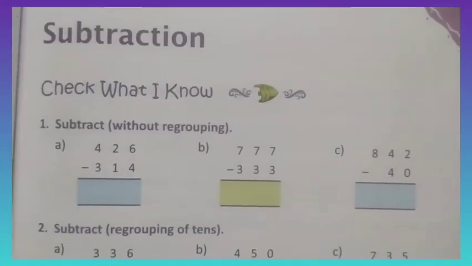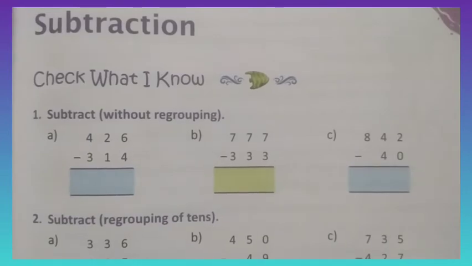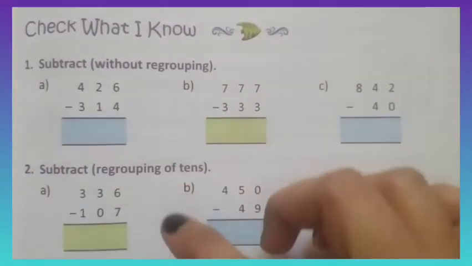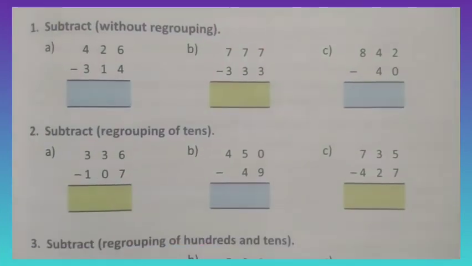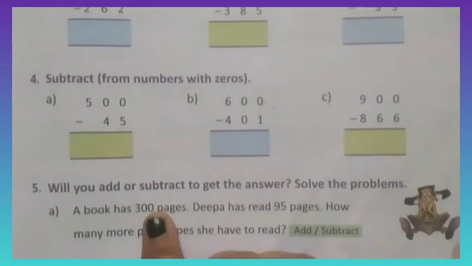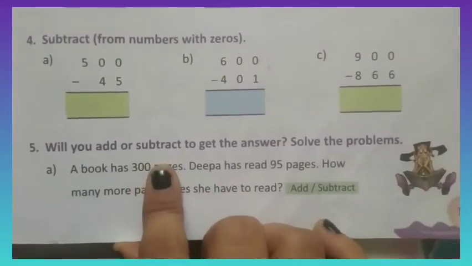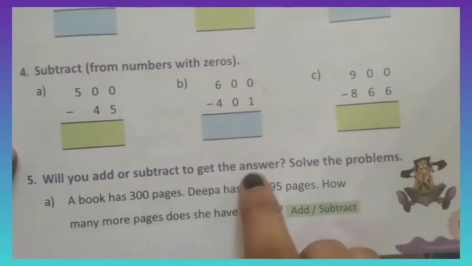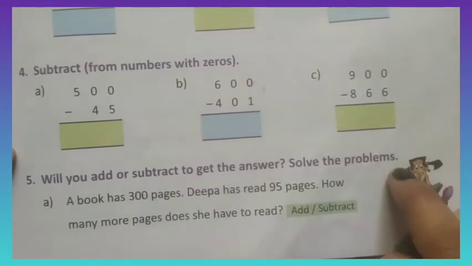Look here children, textbook page number 105. This is third chapter, subtraction. You have to do all this in your textbook. Okay, this is your homework up to 4th bit. Now I will explain 5th bit. Okay, read. Will you add or subtract to get the answer? Solve the problems.